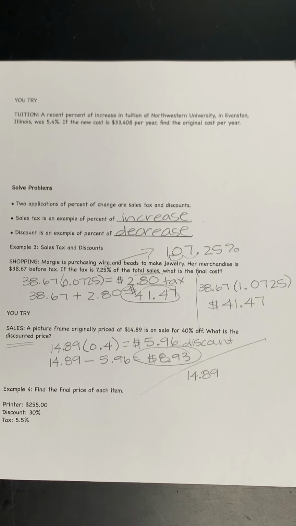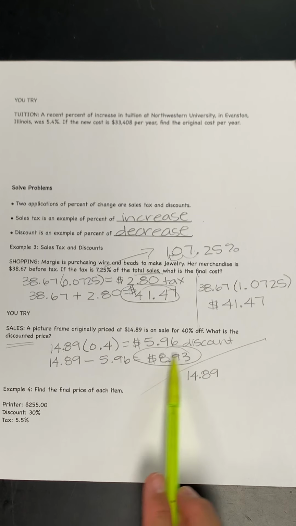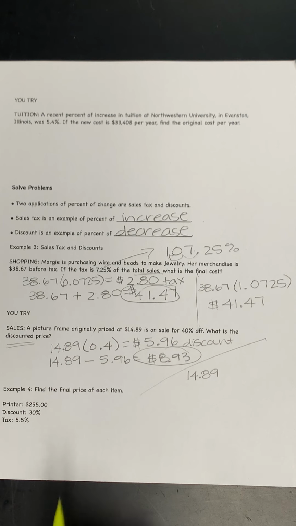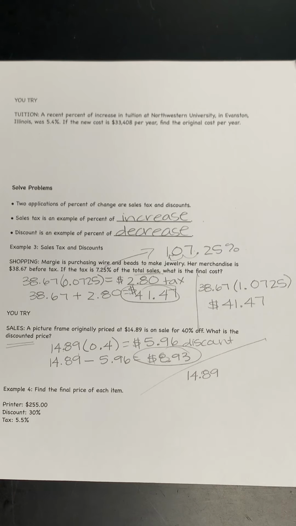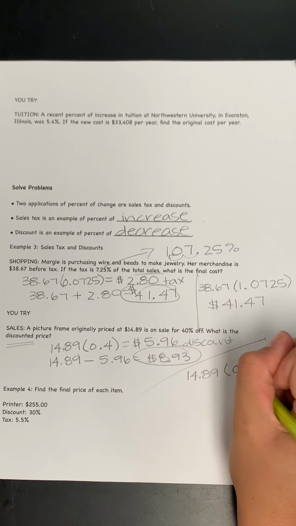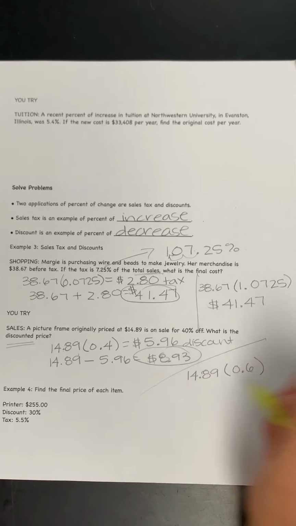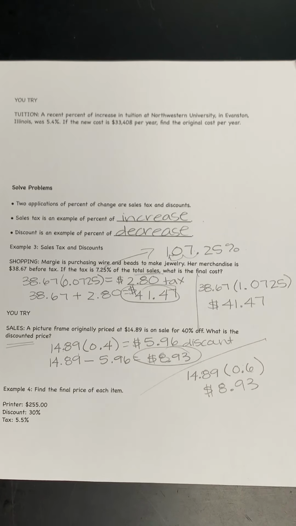Because if we're taking away 40% of it and we get this, this is the same thing as representing 60% of that number, right? Because when we took 40% of the number, we got that amount. But then 60%, so this is 40% of that. The other 60% is what you would have to pay. So you could take $14.89 and we could multiply that by 60%, and we get the exact same number. Once again, one less step, you choose whatever's best for you.